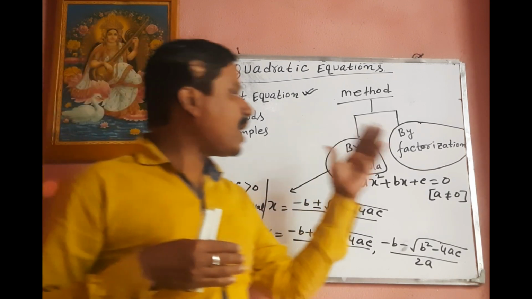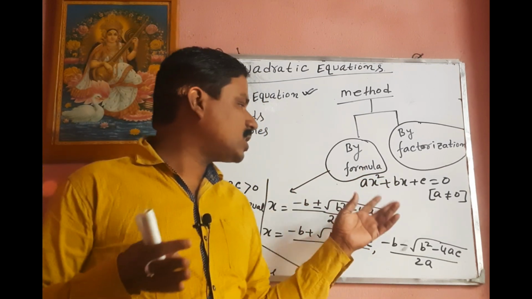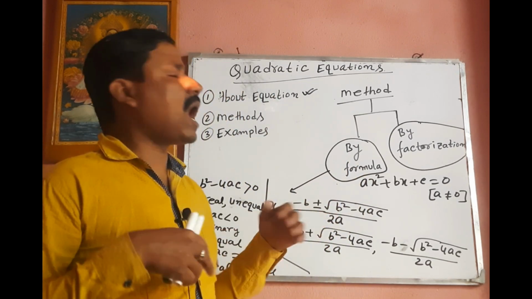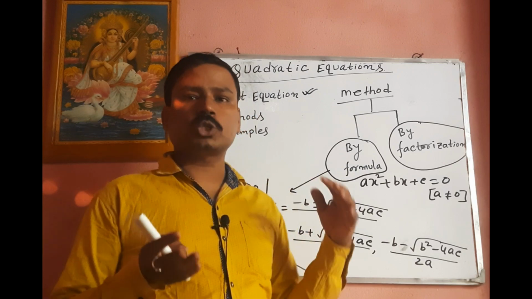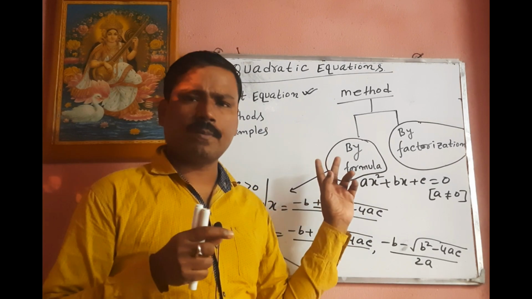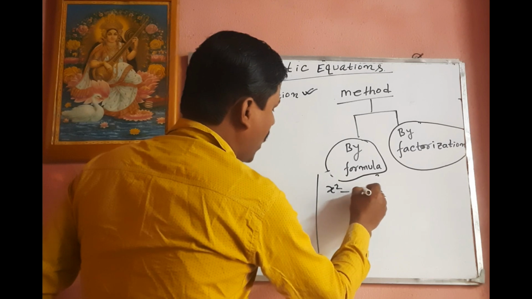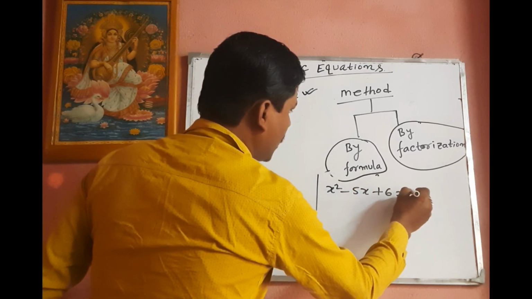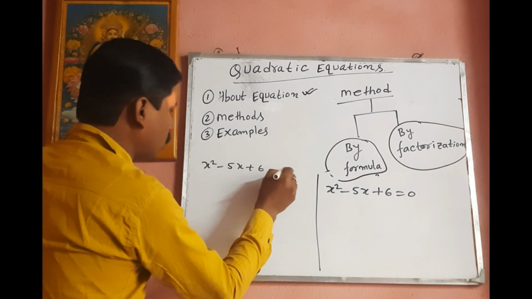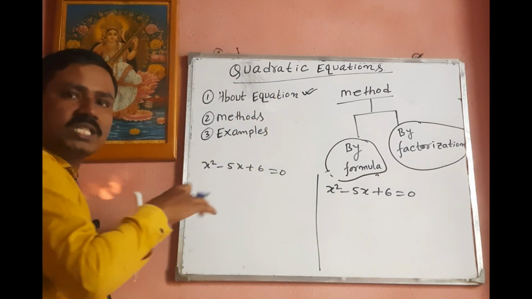Okay, now we move to the next part, that is factorization. Factorization is another method to solve this kind of equation. Anyone can use the Sridharacharya formula, and anyone can use factorization to solve these types of equations. One example we are discussing for these two methods. Suppose x square minus 5x plus 6 is equal to 0. Now we are using factorization.